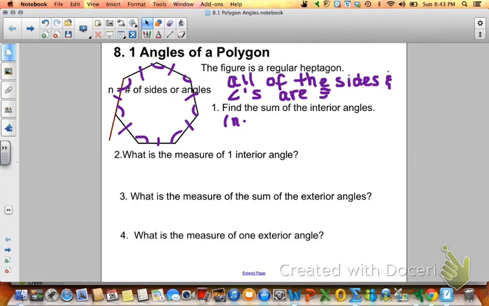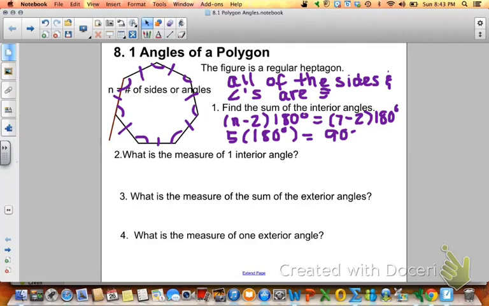Now we want to find the sum of the interior angles. And remember from our investigation that we found that the sum is equal to n minus 2 times 180, where n equals the number of sides. So we have 7 minus 2 times 180, which gives us 5 times 180, which gives us 900.